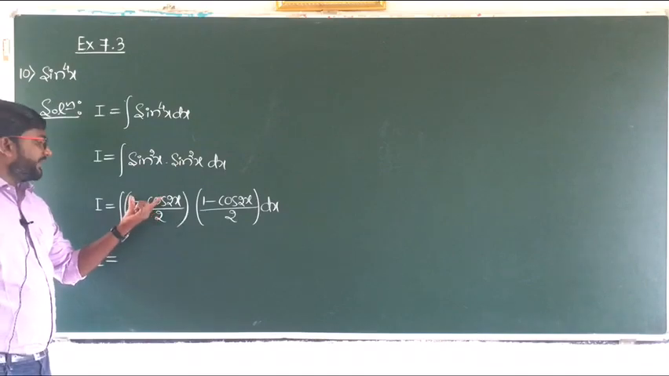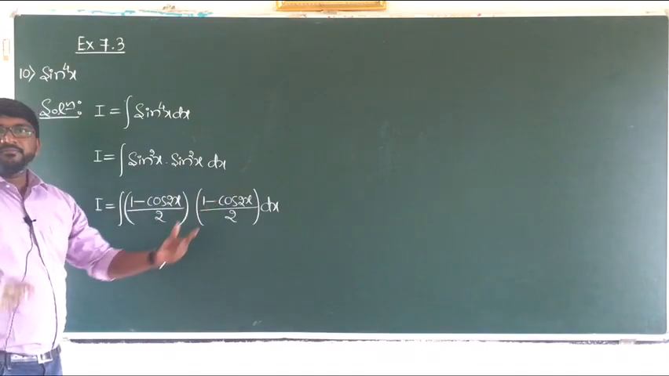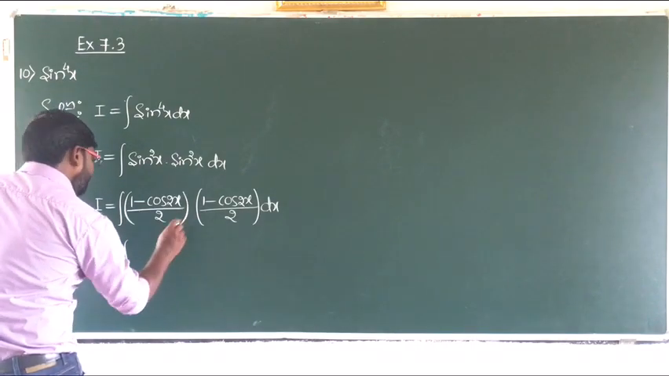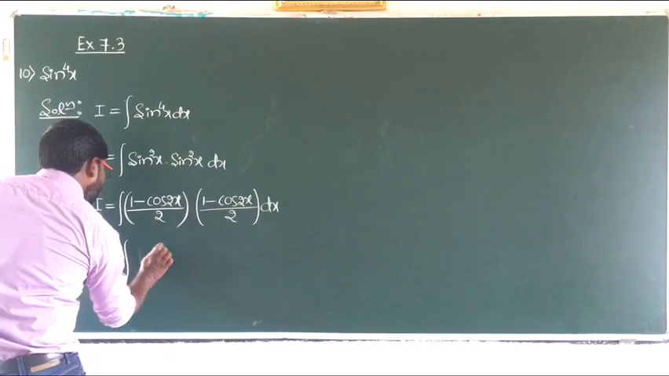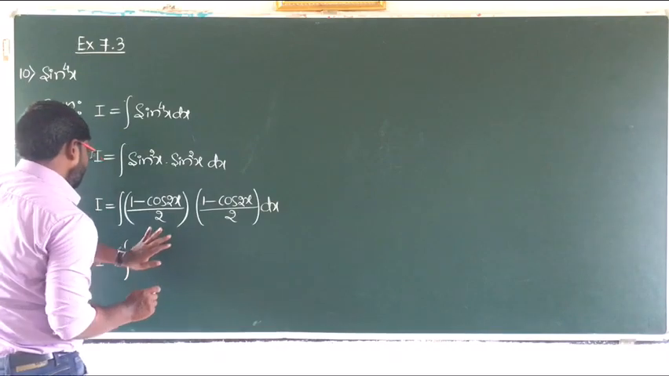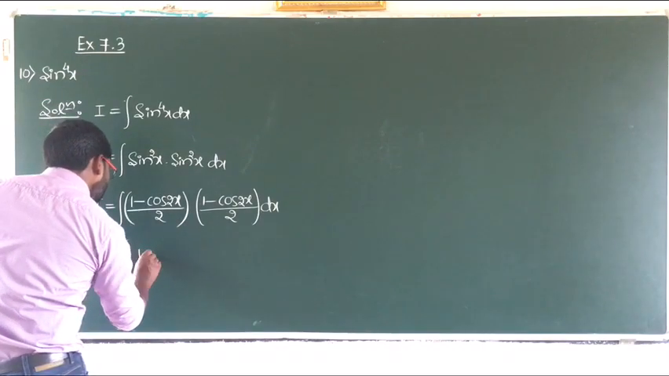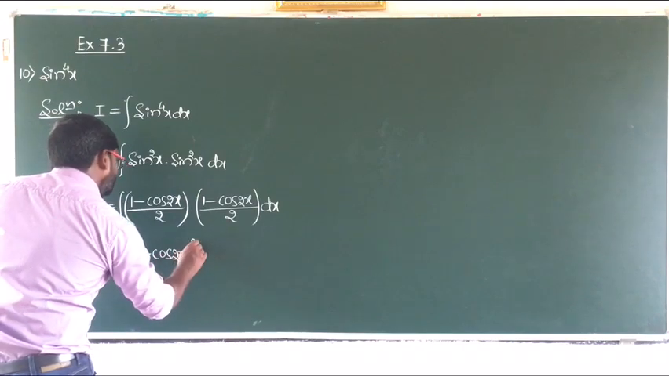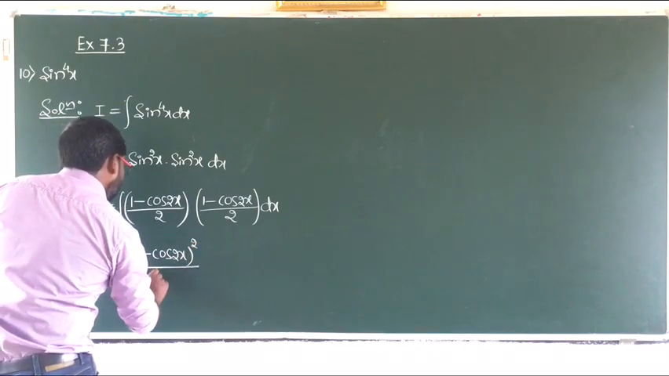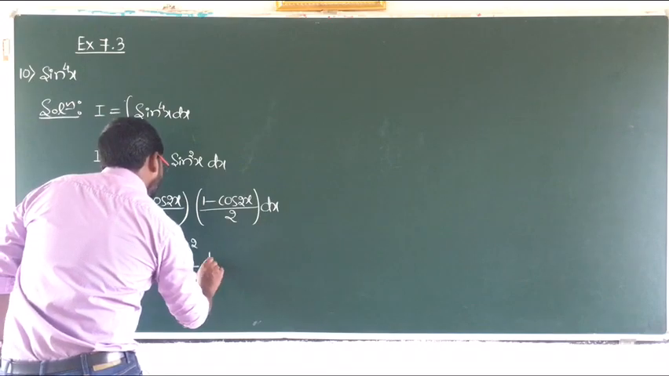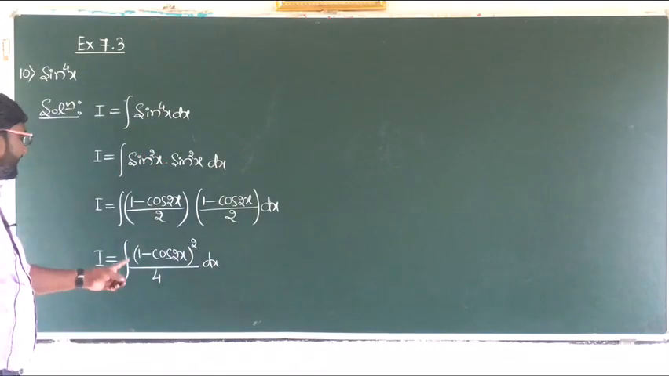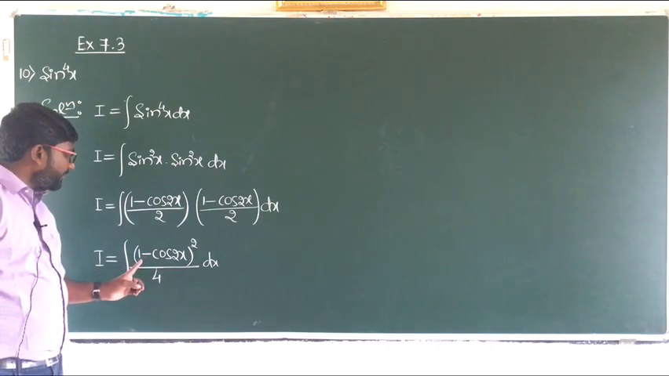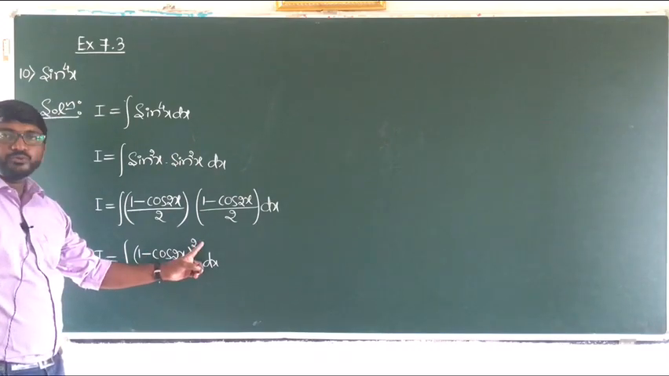So now I is equal to, here 2 into 2 will be 4, and the numerator is in the form of a minus b into a minus b, which will be a minus b the whole square. So the integral we get is 1 minus cos 2x the whole square whole divided by 4 dx. So now I write 1 by 4 outside the integral, and here it is in the form of a minus b the whole square.